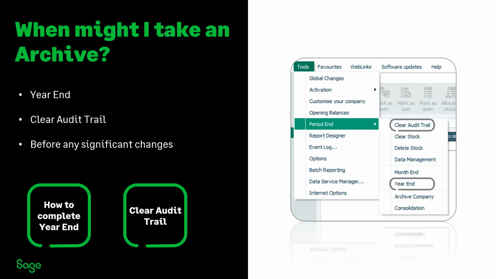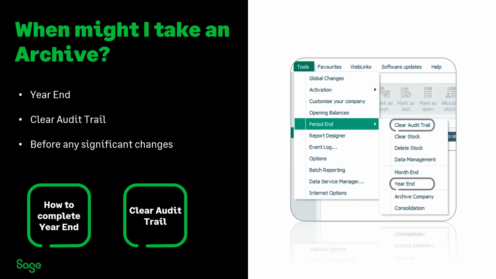So when might you take an archive? You can take an archive at any point in time. There's no limit on how many times you can take one, but we strongly recommend to take one prior to running the year end and processes like running the clear audit trail, anything that's going to have a significant impact on your data. So you might run a clear audit trail straight after running the year end. And if you've already taken the archive just before the year end, you wouldn't need to take another one.